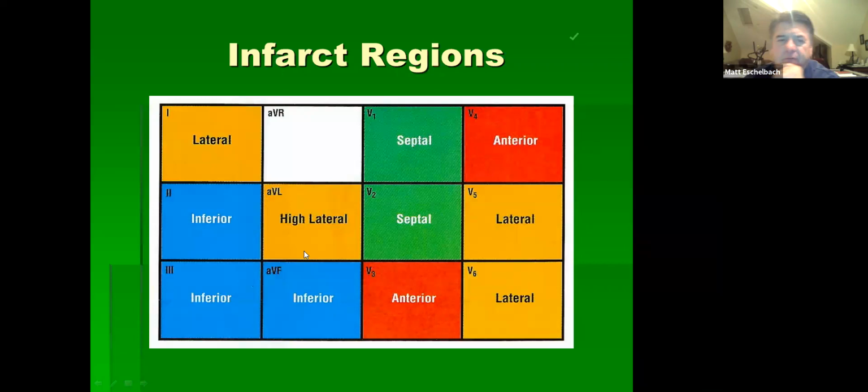When we talk about infarct regions, this is the little box that you should have memorized. This is probably in your little flip books. And we talk about certain areas. Lateral are 1 and AVL. That's easy because L has lateral in it. And then V5 and V6. Inferior leads, 2, 3, and AVF. Septal leads, V1 and V2, and anterior leads, V3 and V4.